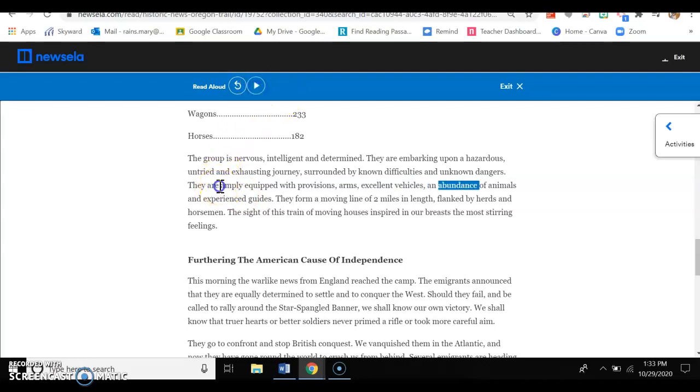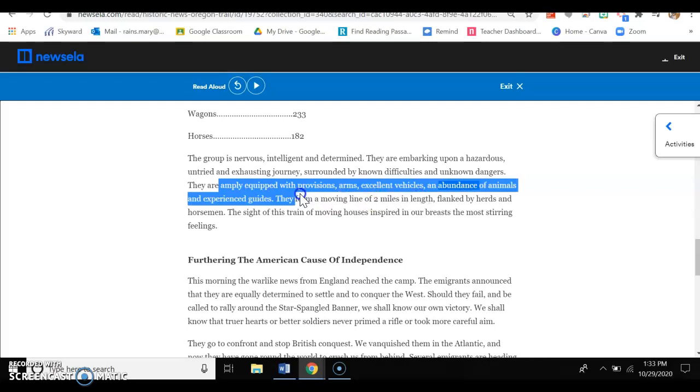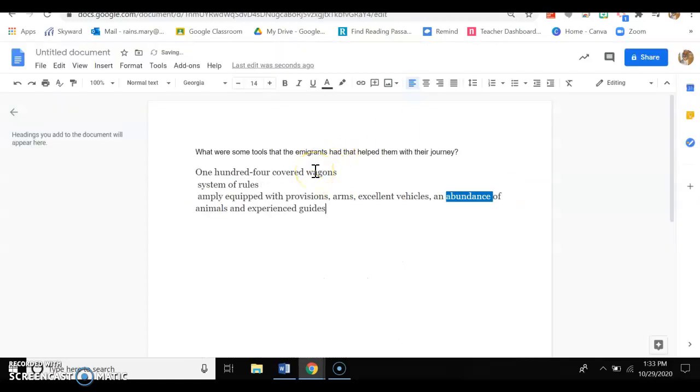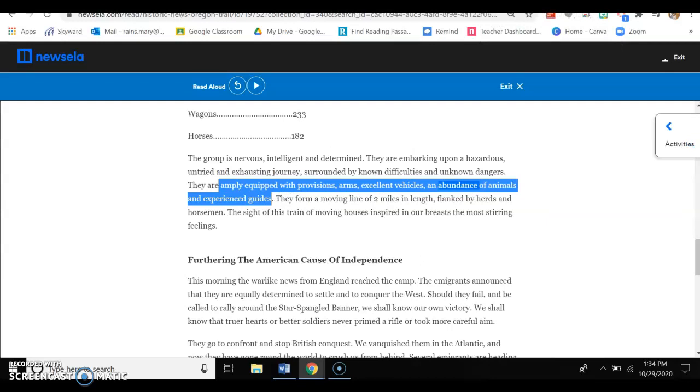It's right here. It's actually saying they're amply equipped with all of these things. So here's some things that they have that they're equipped with that would help them. So again, I'm copying and pasting it because I'm keeping my notes there. And then I'm just going to keep listening.